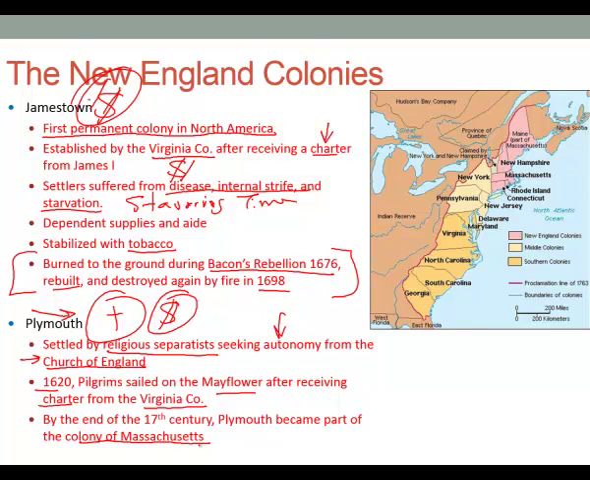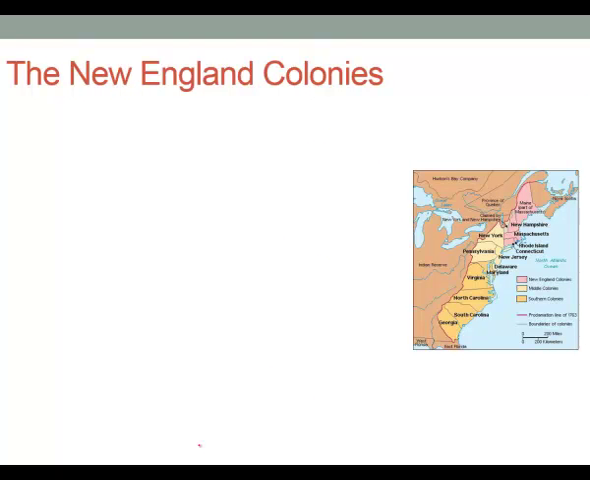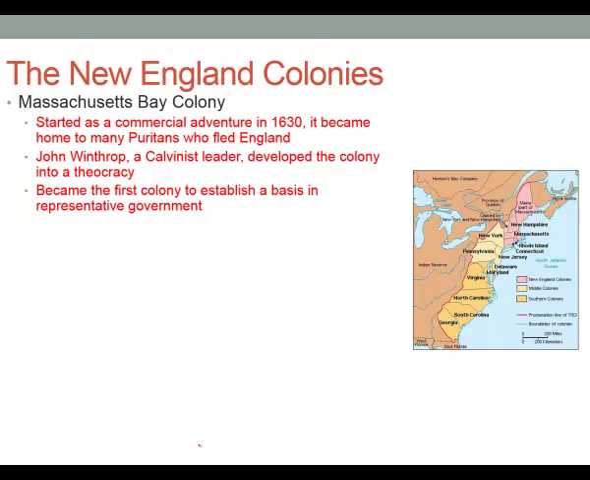Moving forward. Again, this is all going to be available later if you're not keeping the pace. Massachusetts Bay Colony. Started as a commercial adventure. Boom, we're going right up here, dollar sign. Commercial adventure, 1630, became home to many Puritans who fled England. Uh-oh, now we have to add our cross. Anytime Puritans are mentioned, it becomes religious. Starts, though, as a commercial adventure.